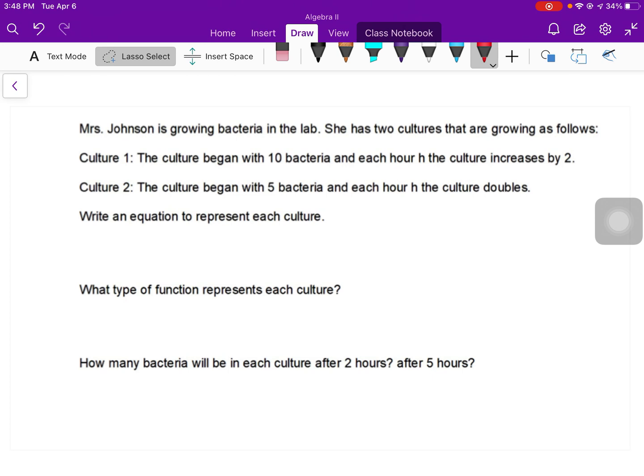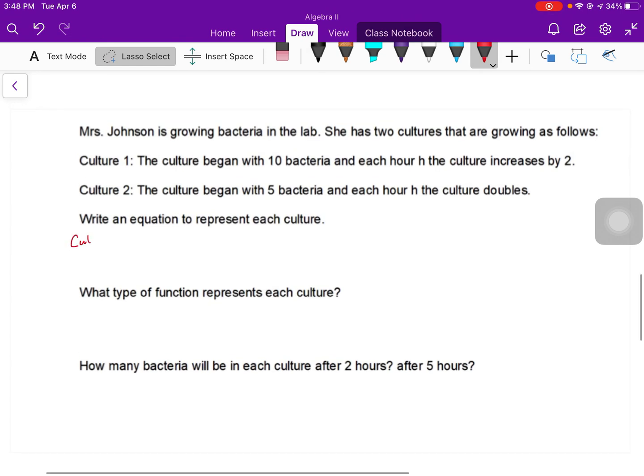Okay, so Mrs. Johnson grows bacteria in a lab. She has 2 cultures that are growing as following. Culture 1, culture begins with 10 bacteria, and each hour the culture increases by 2. Culture 2, the culture begins at 5 bacteria, and each hour it doubles. Write a rule for each of those. So out of culture 1, we're increasing it by 2, it begins at 10. So I'm going to go from 10, again I got to go backwards to get my starting point here. So 12 plus 2n, sorry, not 12, going backwards, 8.